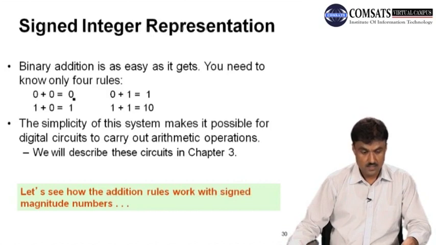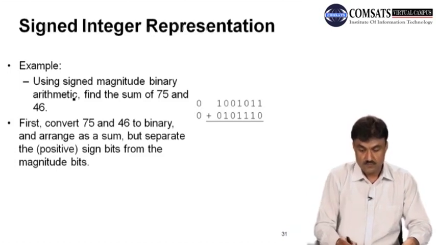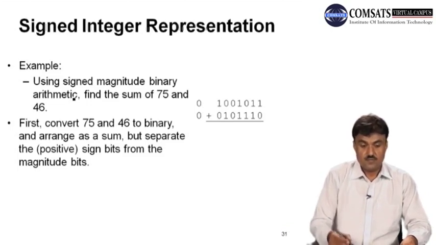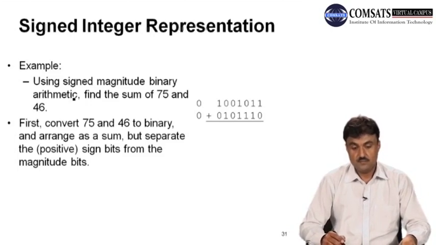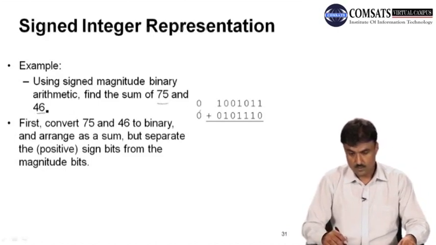So with these addition rules, for example, if we perform signed addition, you can see there are two numbers. We are using signed magnitude, not ones complement or twos complement, only signed magnitude. So we will use signed magnitude binary arithmetic and find the sum of two numbers. The first number is 75, and the other number is 46.